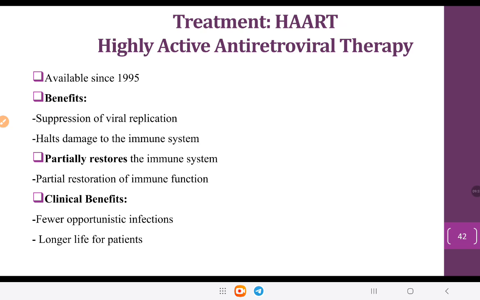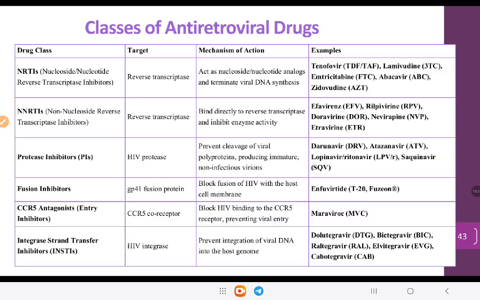The treatment used for HIV is called HAART, which means highly active antiretroviral therapy. This treatment has been available since 1995. The benefits of this treatment are mainly suppression of viral replication, halting the damage to the immune system, and partially restoring the immune system. The clinical benefits are fewer opportunistic infections and a longer, healthy life for the patients.